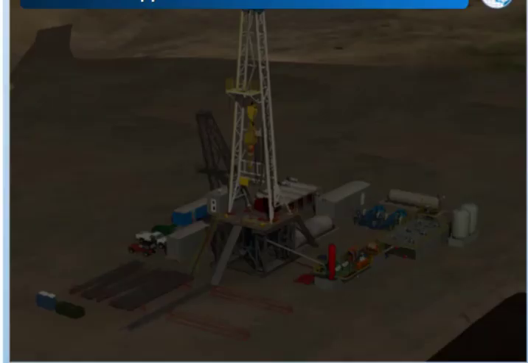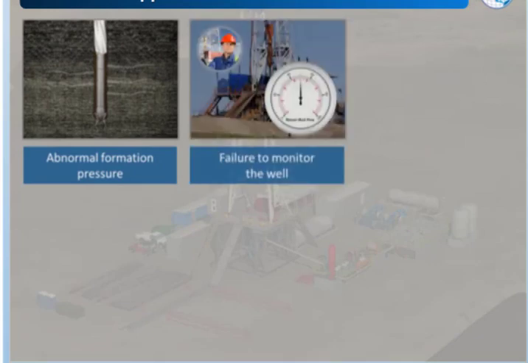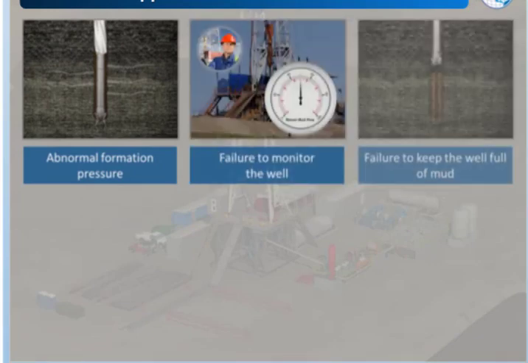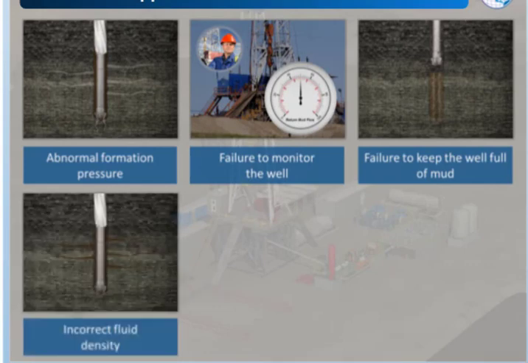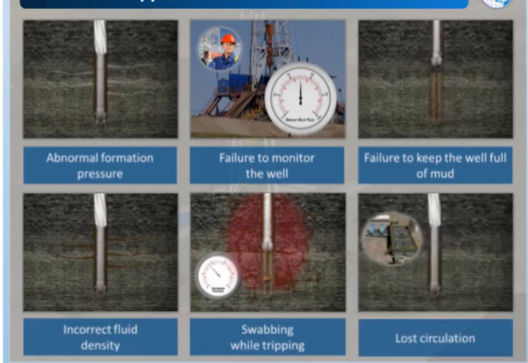A kick can occur for a number of reasons. For example, abnormal formation pressure, failure to monitor the well, failure to keep the well full of mud, incorrect fluid density, swabbing while tripping, and lost circulation. Let's take a closer look at each of these.